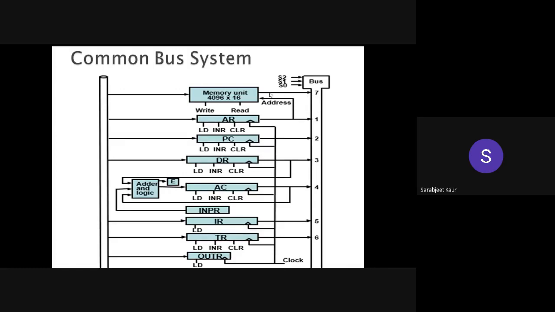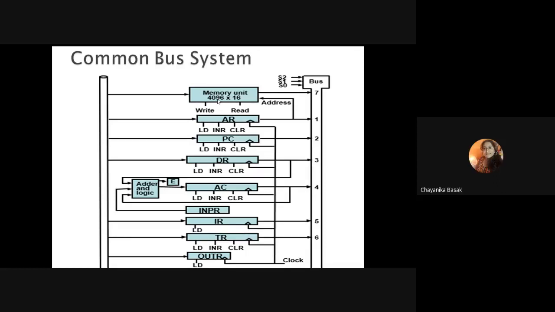So when I put 7 here in binary, which is 111, then memory gets selected. Now memory is selected. Once memory is selected and I enable its write input, then whatever contents have been placed on the bus at that time will be written to the main memory.